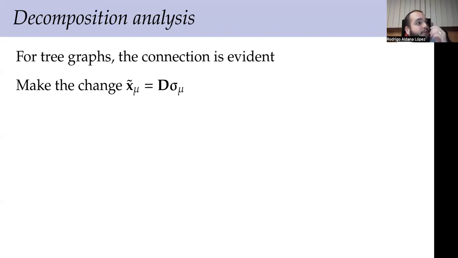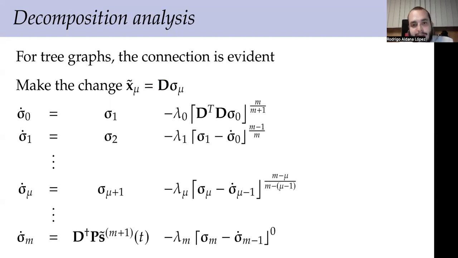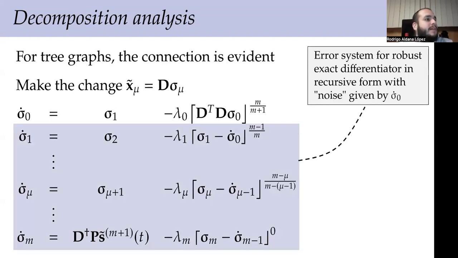And just to convince you that this works, I will show one very interesting connection between these systems. For tree graphs, the connection with a differentiator is very evident. If you have a tree graph, the incidence matrix is of full rank, so you can make this transformation, this change of variables. And if you make this change of variables and you rearrange the equations appropriately, you will obtain this form. Essentially, all equations except for the first one have exactly the same structure as the differentiator in recursive form, for appropriate disturbance, of course.